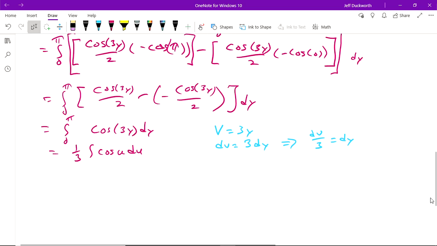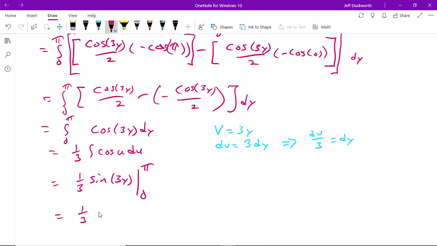Integral of cosine is just sine. So this is equal to 1/3 times sine, and our v is 3y. We're evaluating that from 0 to pi. Well, this gives us 1/3 sine of 3 pi minus 1/3 sine of 0. But that's just 0 minus 0, which is 0. 3 pi is essentially pi. It's coterminal to pi, and sine is 0 at 0, pi, 2 pi, 3 pi, and so forth.